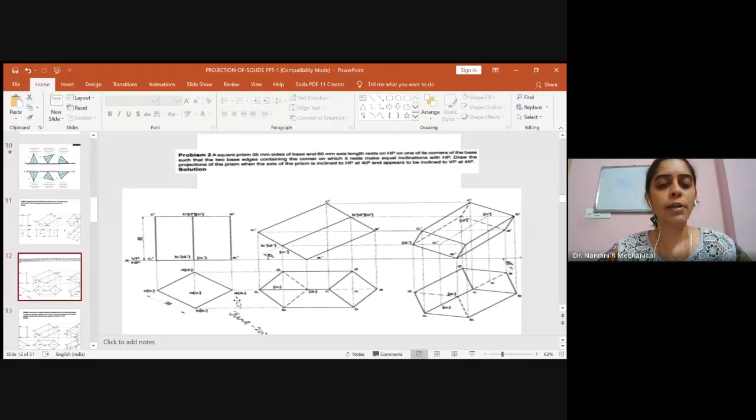Similarly, from this corner A1, please take the projection above until you get 60 mm. And from the corner C1 also, please take the projection above and extend until the 60 mm line. So once you got 60 mm, please join it. Immediately you please darken it. Okay, so after darkening, you have to write the naming.